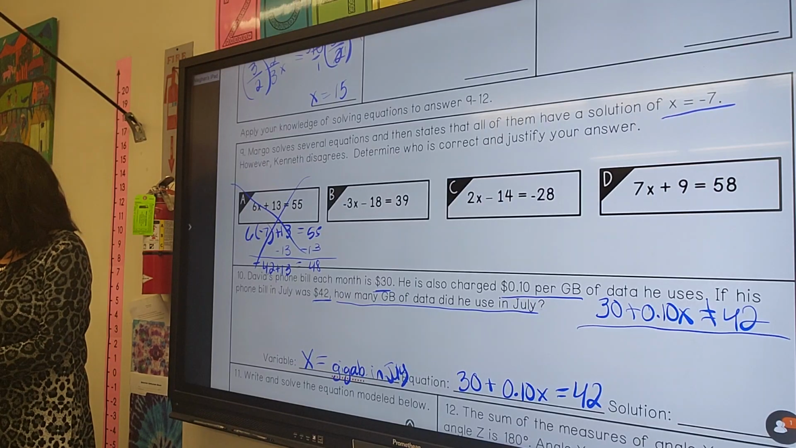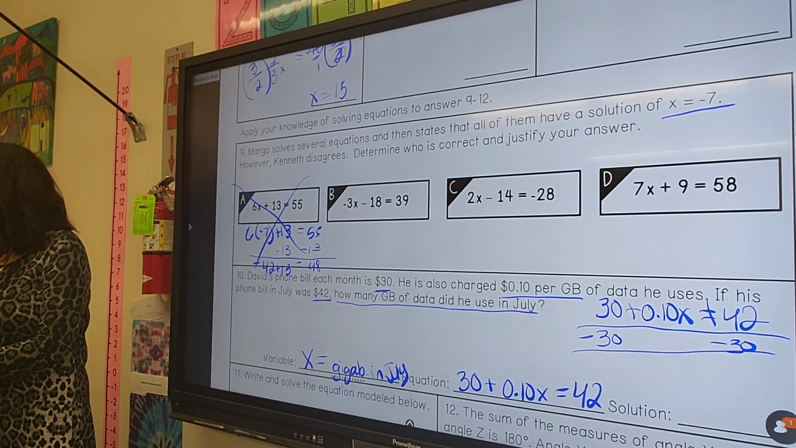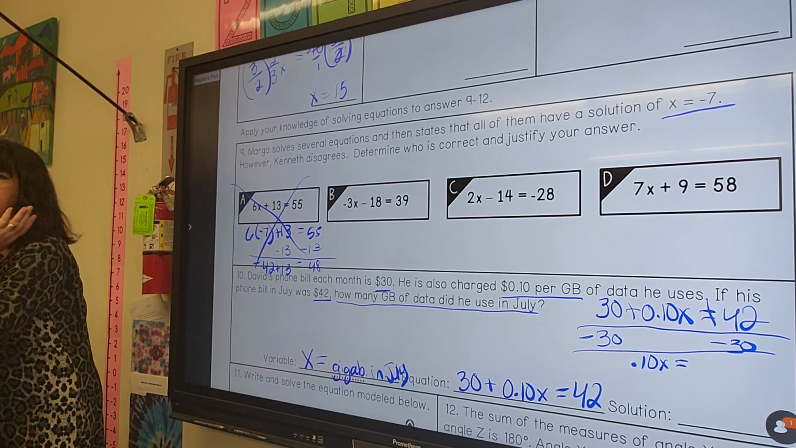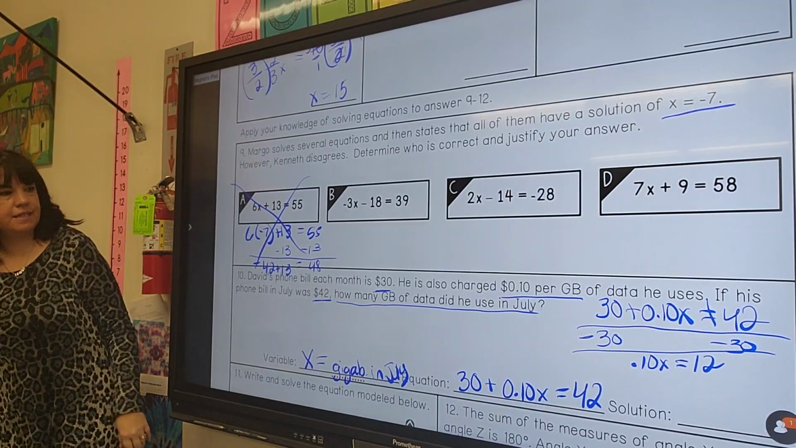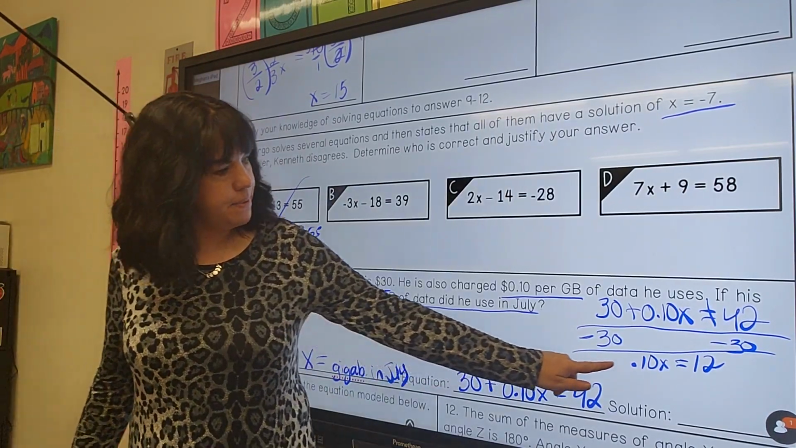So we're going to solve this together. We're going to take away 30, because it's a positive 30. And we bring down our 0.10 times X. 42 minus 30 is 12. So what's the second step, the last step?